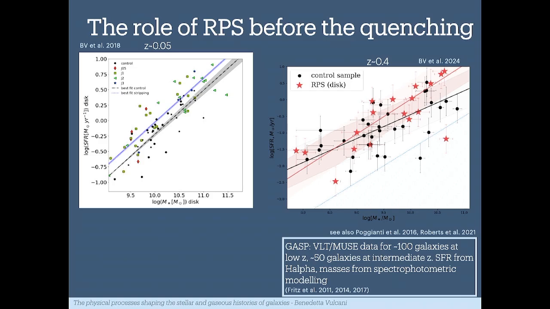To summarize this better, we can look at the star formation rate mass relation of jellyfish galaxies with respect to the control sample of undisturbed galaxies in the field and in the cluster, both in the local universe and at redshift 0.4.